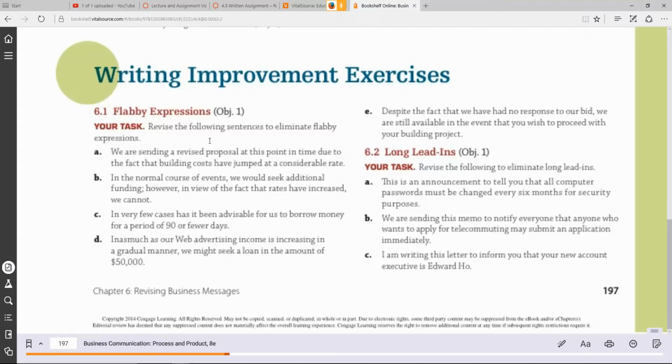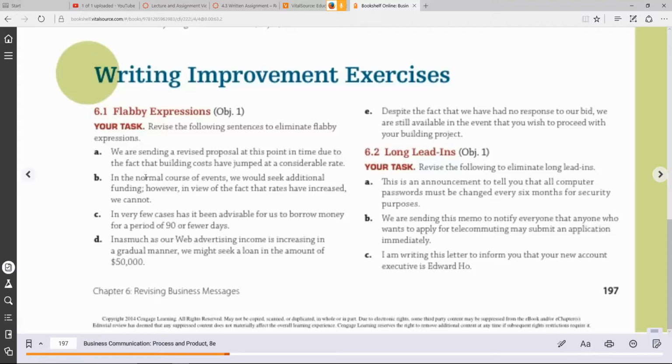So let's see, we are sending a revised proposal at this point in time. The third one down says at this point in time, you would use now or presently. So we are sending a revised proposal now due to the fact. The fourth one down says due to the fact that would be because. So we are sending a revised proposal now because building costs have jumped at a considerable rate. Then you would put the changes here.